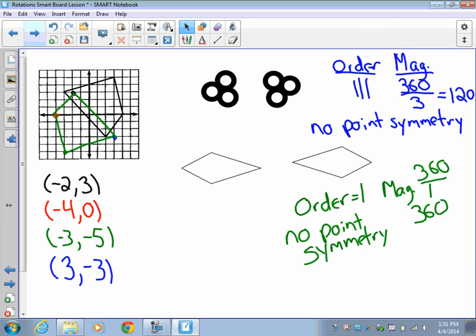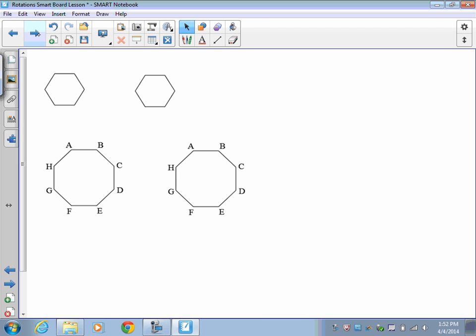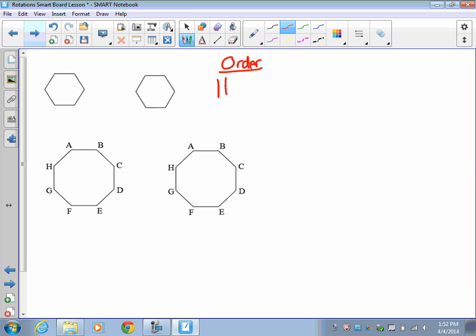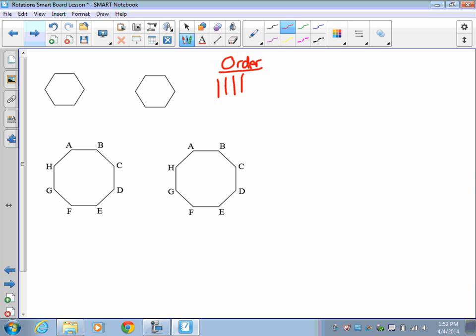So moving on to the last page of our notes, I want to do example number 9 with the regular hexagon. Again, we're going to do that same test. This might be a little bit difficult to see, but I see if I turn it over, right away the order is automatically 1. It's going to be at least 1. And I see right here I have the same shape, so we're at 2. So I keep turning it. We're at 3. Keep turning it. 4. And right now it's upside down. Do you see how it's the same shape?